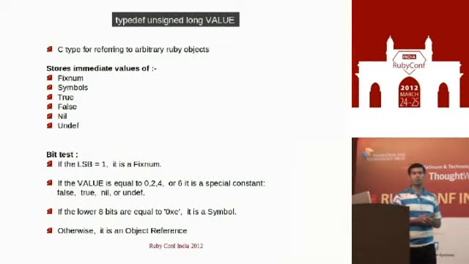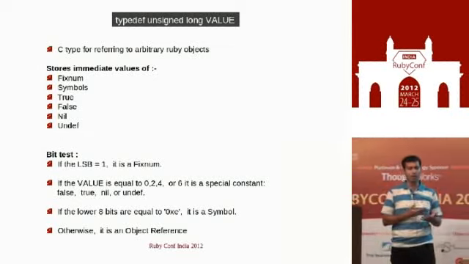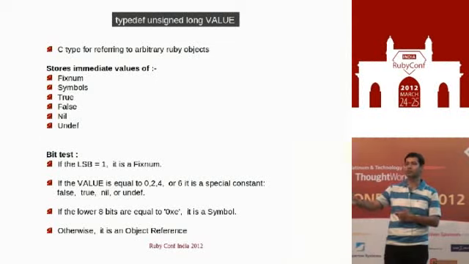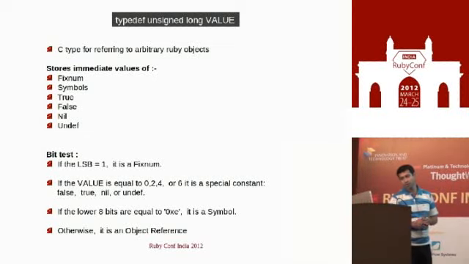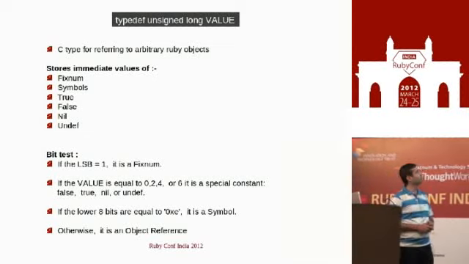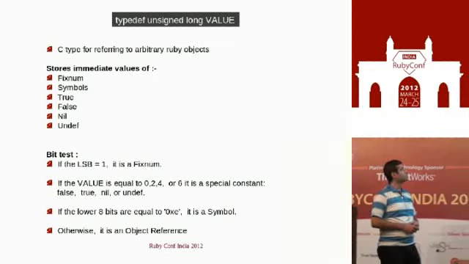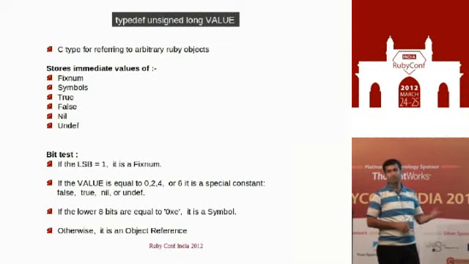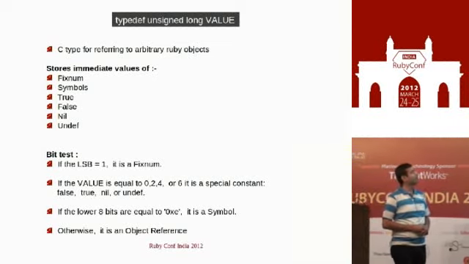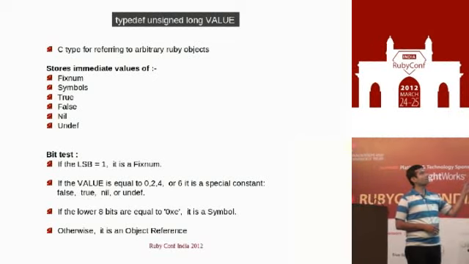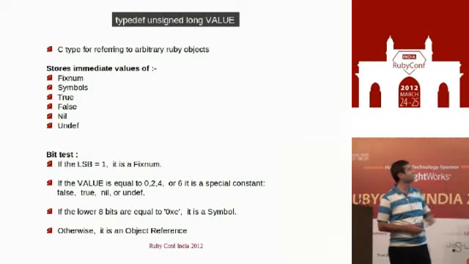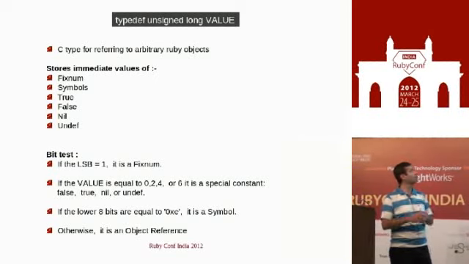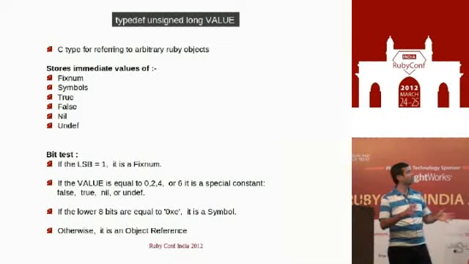So how do I check whether this value is an actual object or is pointing to some object in the memory space? Here is a check. We have a bit set bit test. If the LSB is 1, then it's a fixnum. If the value is equal to 0, 2, 4 or 6, it's a special constant. These are all constants defined inside the C: false, true, nil and undef. So it is like Qnil, Qtrue, like that.